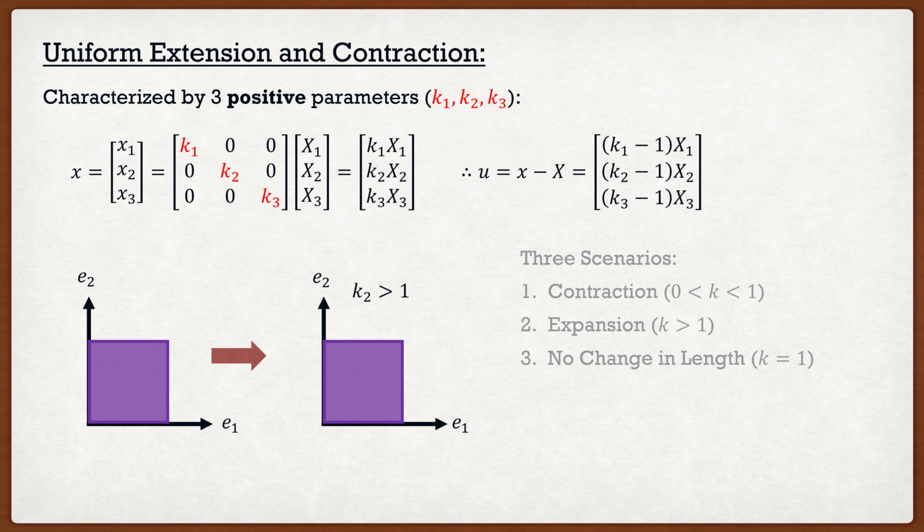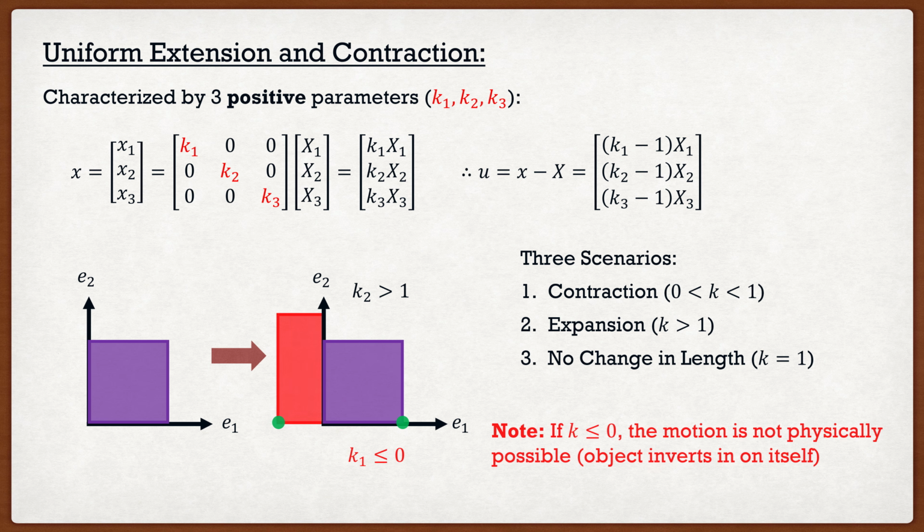So we basically have three scenarios. First is contraction, where K is between 0 and 1. We have expansion, where K is greater than 1. And we have a third one where there's no change in length, which means that K is equal to 1. Now you may be saying, Clayton, hold on. I see that you have everything above 0, but what happens if K is actually equal to 0 or less than 0? Well, mathematically, it is possible.